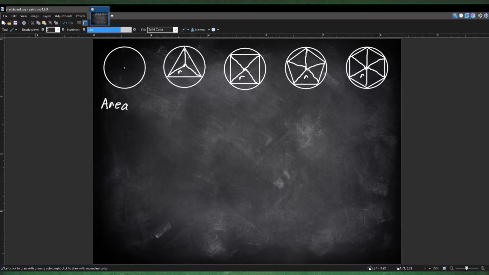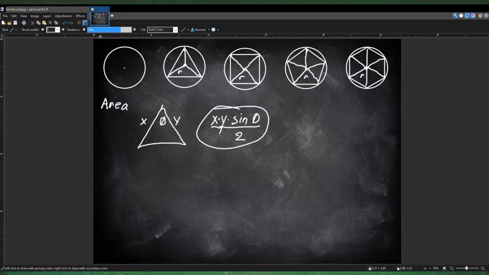So why is that? The reason it's important to know that is because if we have 3 angles, we also have 3 sides. We have 4 angles, we have 4 sides. We have 5 angles, we have 5 sides, right? So if we want to find the area of this, we could use the formula of a triangle. Let's say this is x and this is y, and this one's theta. Then the area of this triangle is x times y times sine of theta divided by 2. That's just a trig formula that works.